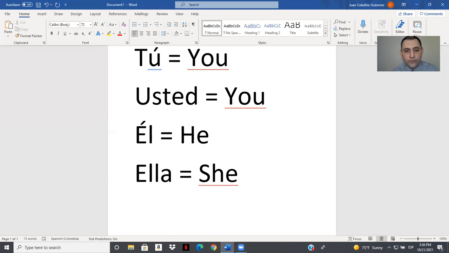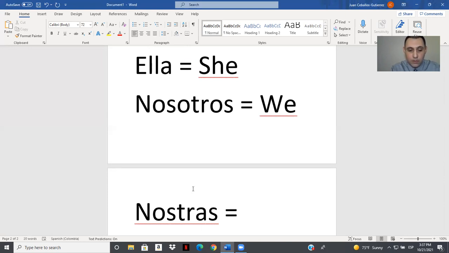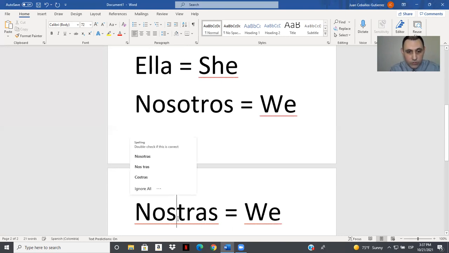And we have plural forms as well. For we, that's the plural form, that will be nosotros, which in English is we. We also have a second one, nosotras. It is also the same, we.